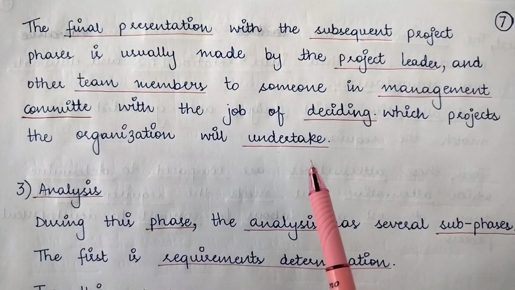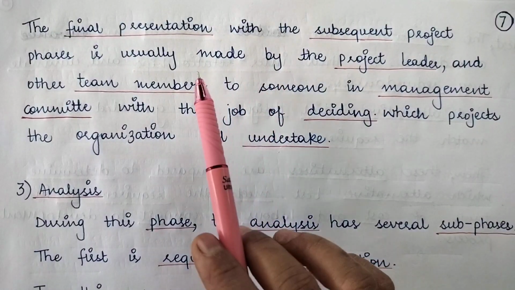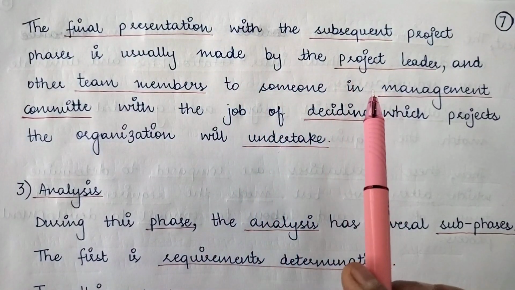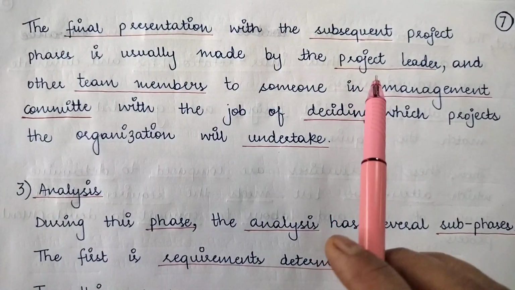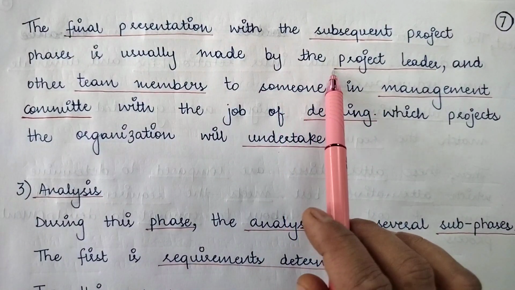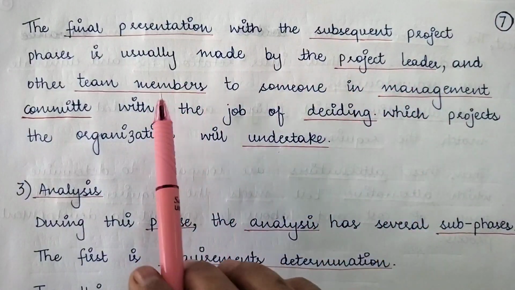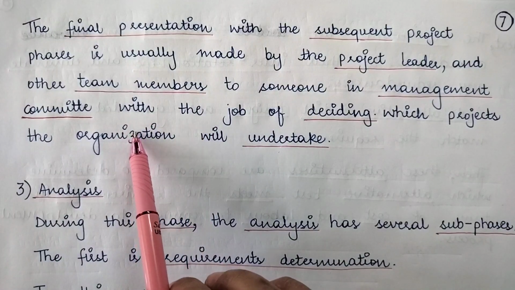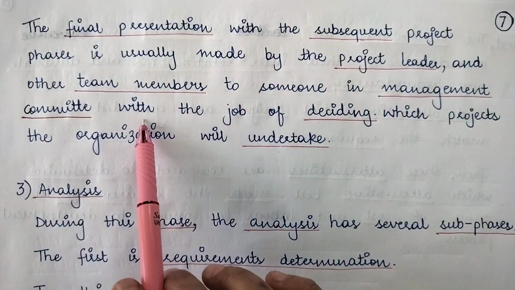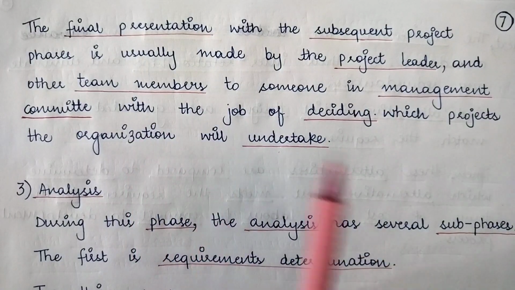So, in this very phase, the project initiation and planning phase, at the end of this phase, the final presentation with all those subsequent projects which were chosen out of the candidate projects is made by the project leader or the team leader along with other team members to, obviously, someone in the management committee of the organization, and then the management committee decides which project the organization will undertake.